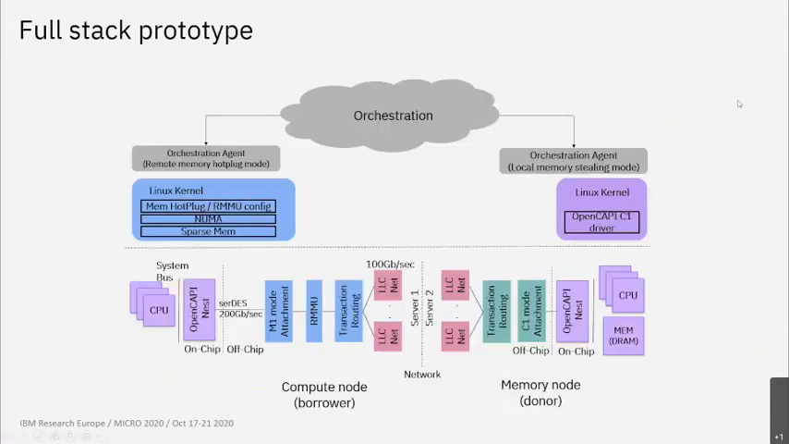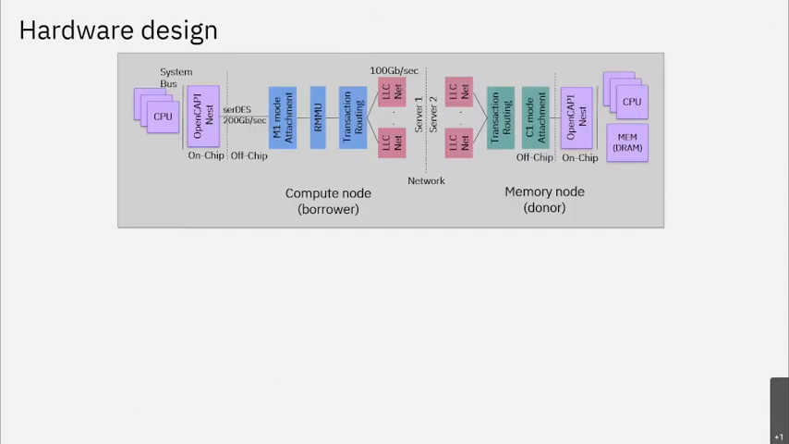Here you see the full stack prototype of ThymesisFlow. From now on, you always have to consider that in ThymesisFlow and in disaggregation, there is always a node called the compute node, that is a node borrowing the memory, and the memory node, that is a node actually lending the memory to a remote machine. Let's start having a look at the hardware design.